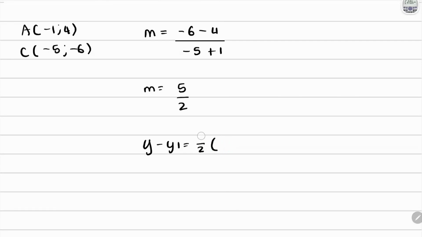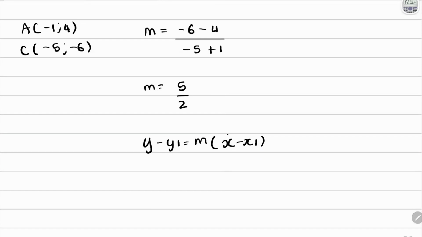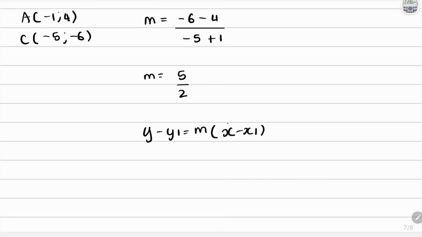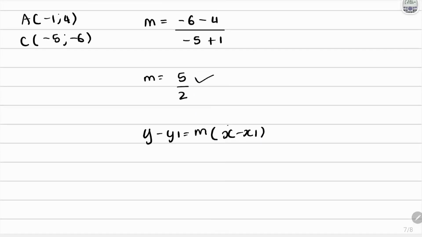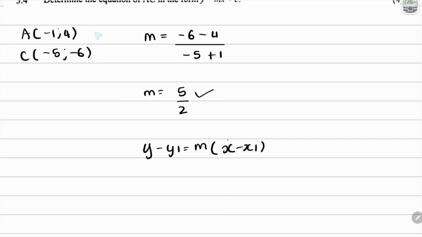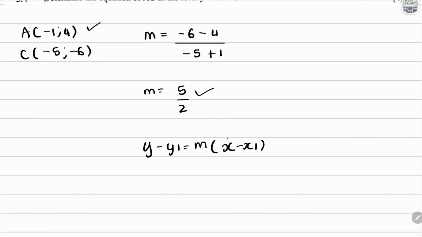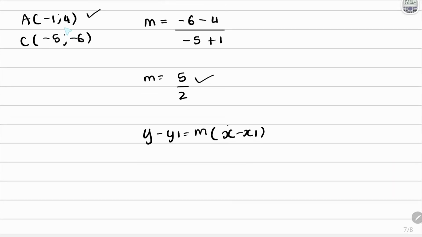and then x minus x1. Now you just leave it as m for now. So, and then x minus x1. Okay, now let's go ahead and substitute. With this, you just need the gradient and 1 point. Try to take the simplest point. I'll take the -1 and 4. So that is our x1 and our y1.